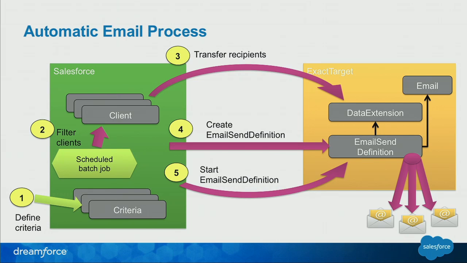So the email send definition, as you can see here, acts as a junction object between the data extension and an email object. The data extension defines who will receive an email, and the email object defines what will be in the email, the contents of this email. And the email send definition acts as the junction object between those two. To keep this simple, we have pre-configured one email object in ExactTarget. We will always use the same email object, but the data extension will be new every time, and the email send definition will be new every time.